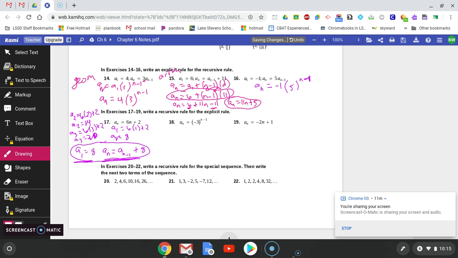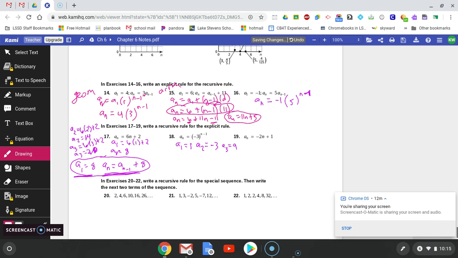Okay. Try number 18 and number 19. So start by finding the first 3 terms. That'll help you find the pattern and a sub 1, and then you can write your equation. Okay, so on number 18, my first term, a sub 1, when I plug in a 1, 1 minus 1 is 0. So I have negative 3 to the 0 power, which is just 1. My second term would be when I plug in a 2. So 2 minus 1 is 1, so my exponent's 1. Negative 3 to the first power is just negative 3. If I plug in a 3, 3 minus 1 is 2. Negative 3 to the second power is 9. So now I can see that my multiplication is multiplying by negative 3. So I will write my equation.